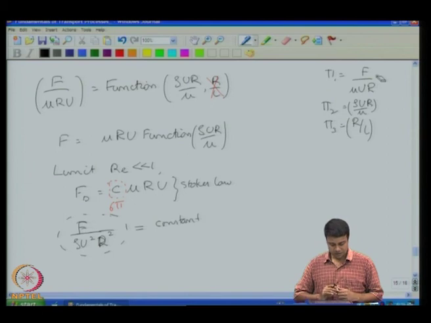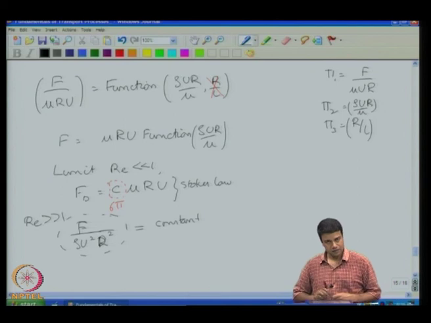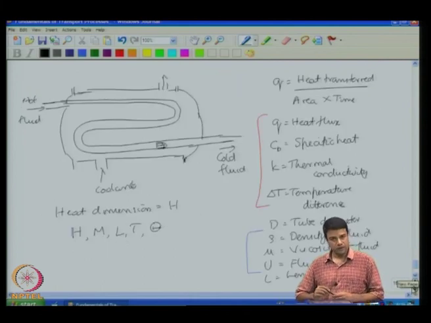In the other limit, where the Reynolds number is large compared to 1, I said that you would expect on the basis of dimensional analysis that this is a constant. Viscosity does not matter, but that is not true, and we will see later why that is not true. And then we started the problem of trying to find out a similar relation for the heat transfer across a heat exchanger. This we will continue in the next class.